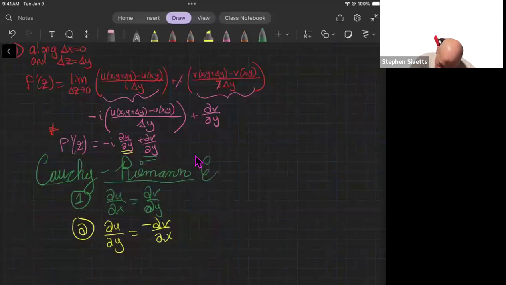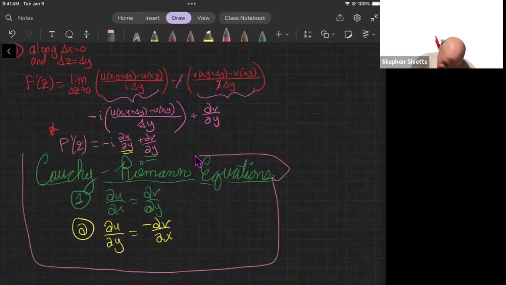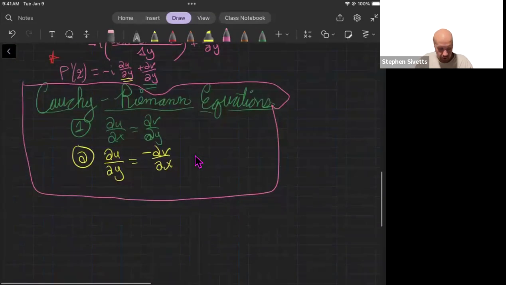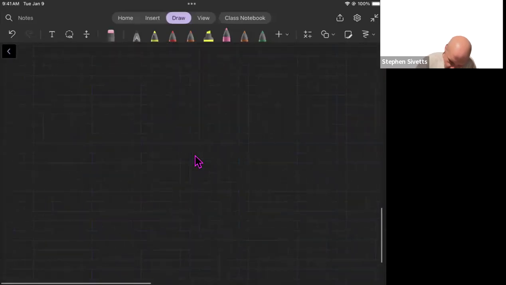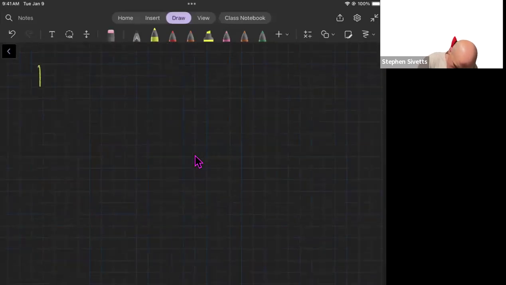Equations. Okay. And these equations will be useful to show if a function is analytic on a given domain, or on an appropriate domain. Okay, so let's look at an example, shall we? Here's an example.